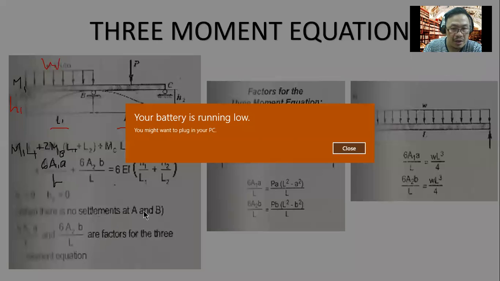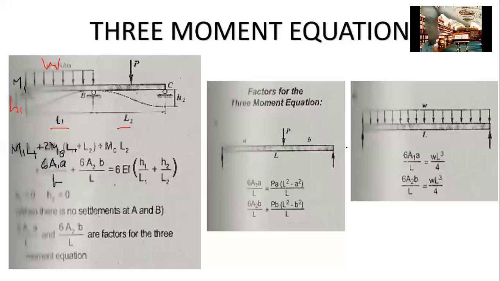Okay, wait, I'll just have to charge my laptop.